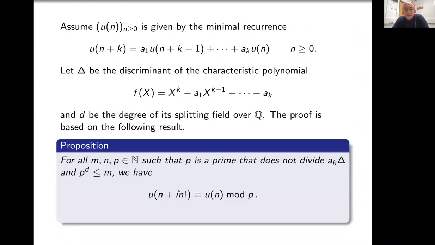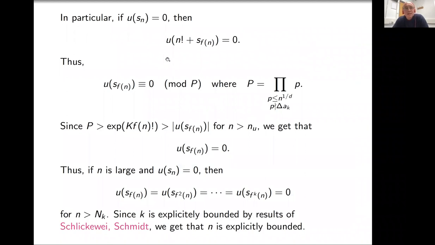This previous lemma tells you basically that you can get rid of this factorial and that u as s of f of n is going to be 0 modulo p for a bunch of primes. What does it mean, a bunch of primes? All but finitely many of them, and all of them up to n to the 1 over d. And you multiply these primes together up to n to the 1 over d, and by the prime number theorem, you get the exponential of log of n, the exponential of n to the 1 over d, and the exponential of n to the 1 over d, it's the double exponential of log of n divided by d.